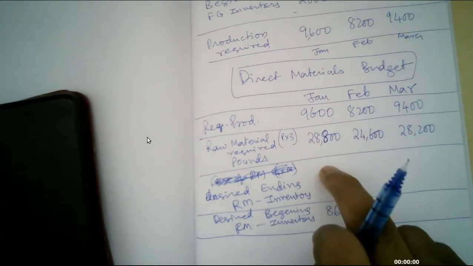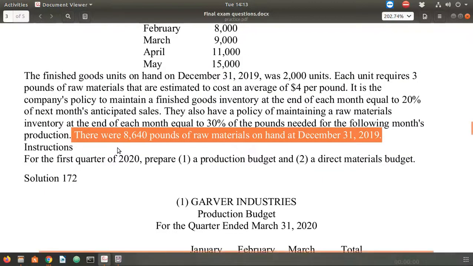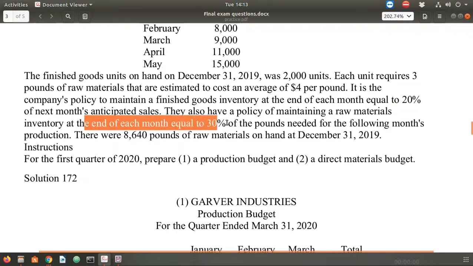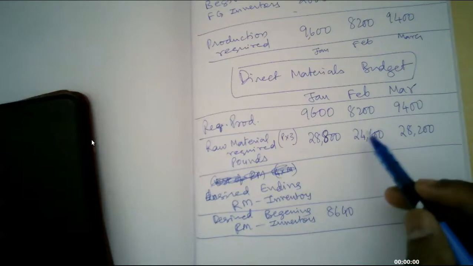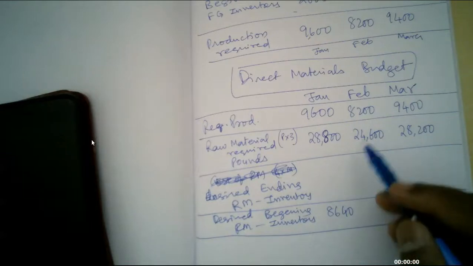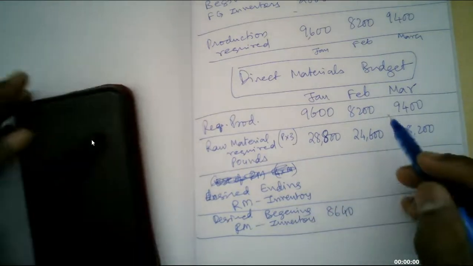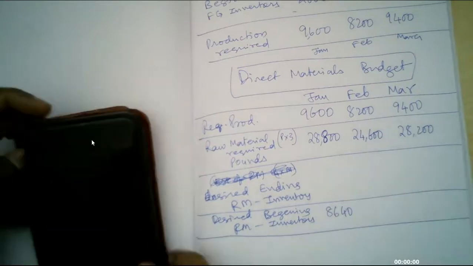Now, what is the ending raw material in January? That will be the policy of maintaining raw material at the end of each month equal to 30% of the pounds needed for the following month's production. So this is the following month's production, 26,400. What is 30% of that we need to maintain at the end of January as the inventory? So 24,600, right?